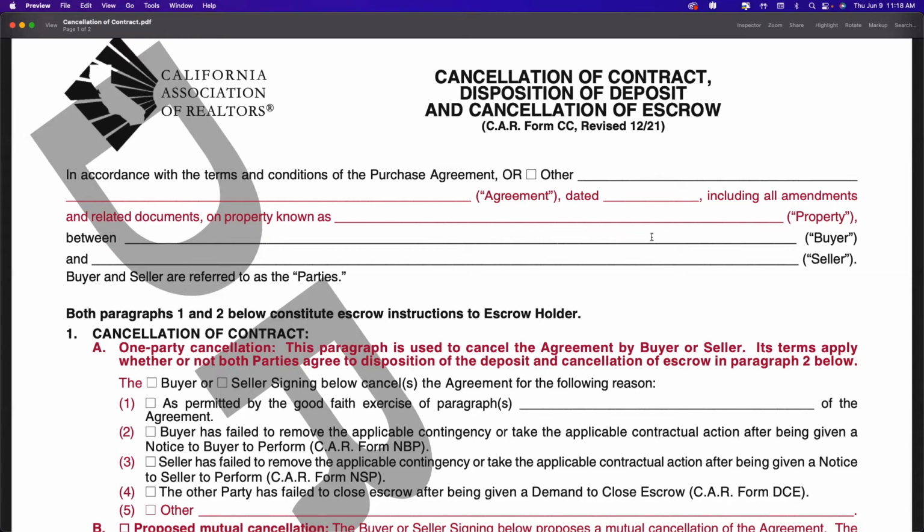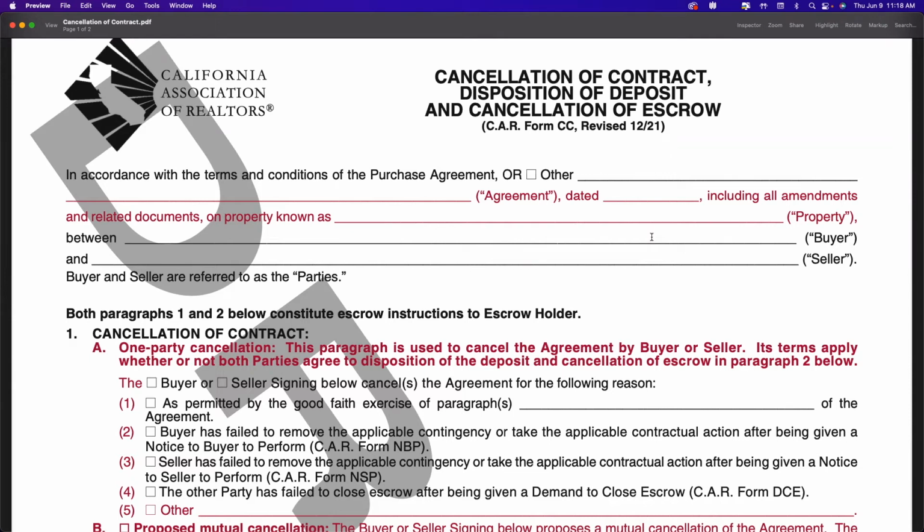So in accordance with the terms and conditions of the purchase agreement, right, that's normal. It has the agreement when it's dated, including all amendments and related documents on property known as. So it never said that before. It just said, hey, we're basing it just on this one purchase agreement, but we make all kinds of amendments and addendums, and there's other forms that come in. So they wanted to bring them in and say, hey, based on everything we've all signed, we are now canceling, right? This is what the cancellation is.